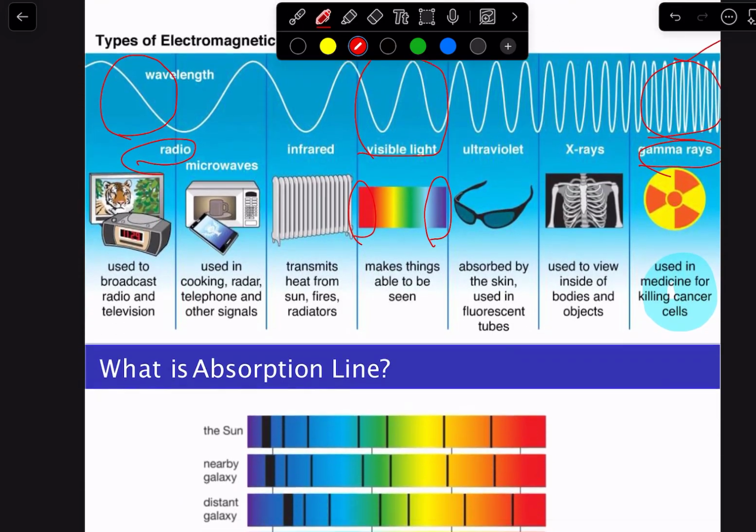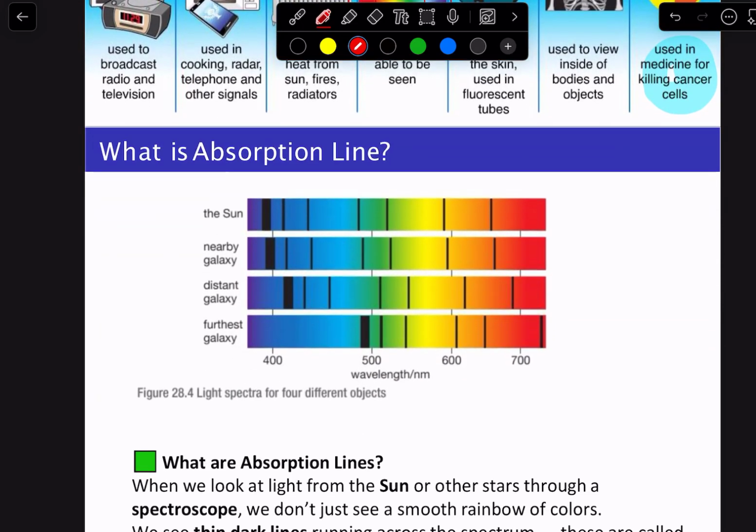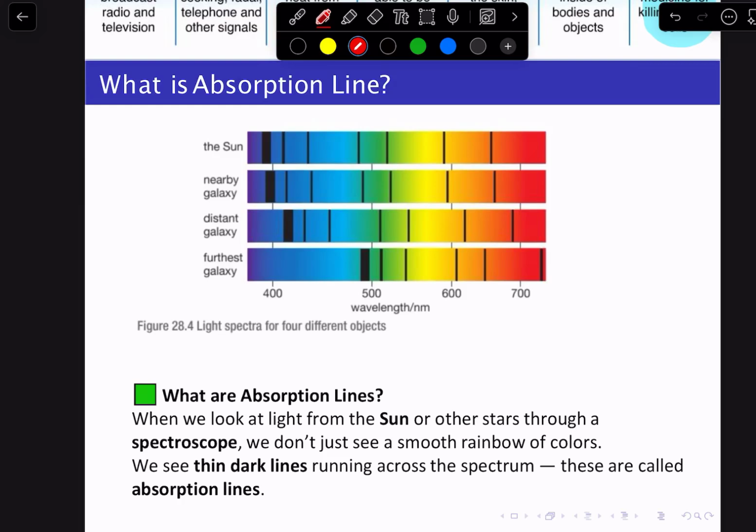Now let's try to understand what an absorption line is. When scientists observed light from distant galaxies using a spectrometer, they don't see just a rainbow of colors. They also see dark lines there. These dark lines are called absorption lines. These lines show where certain elements like hydrogen have absorbed specific wavelengths of light.